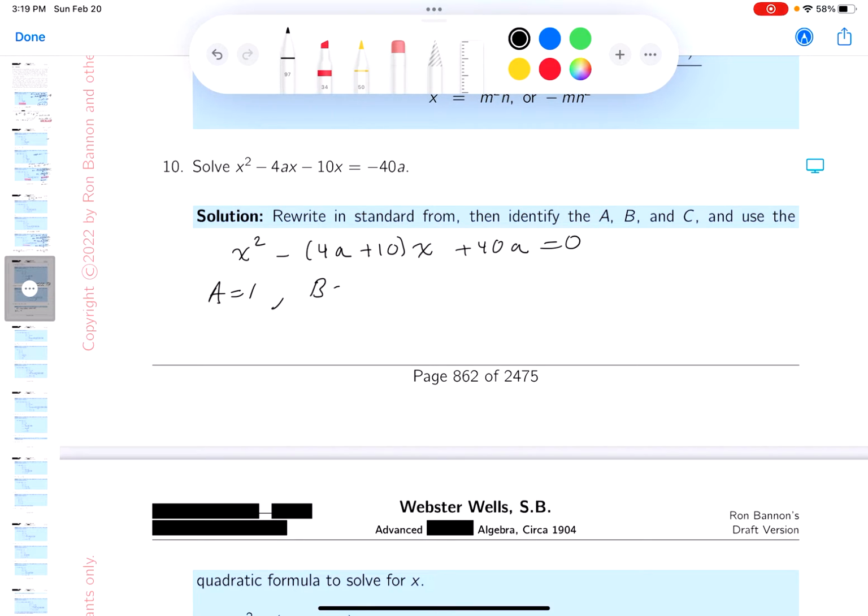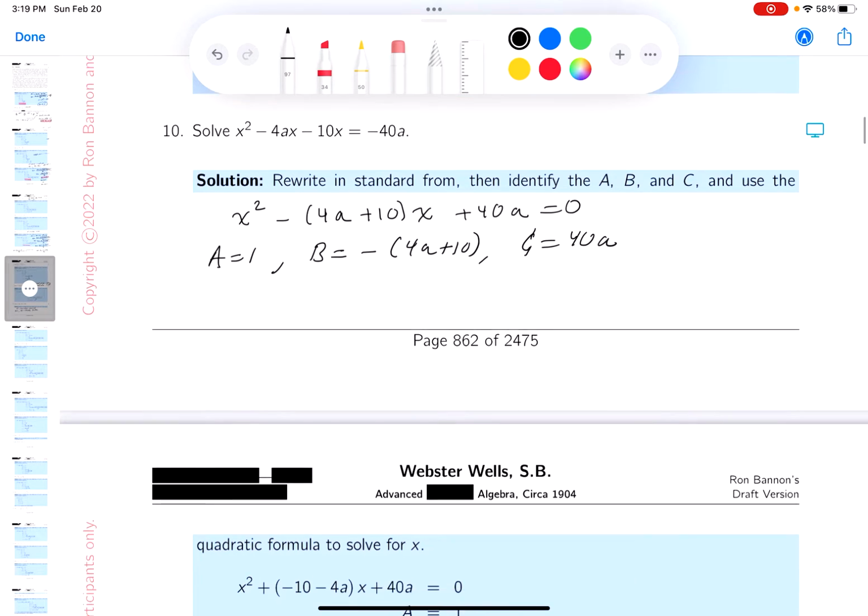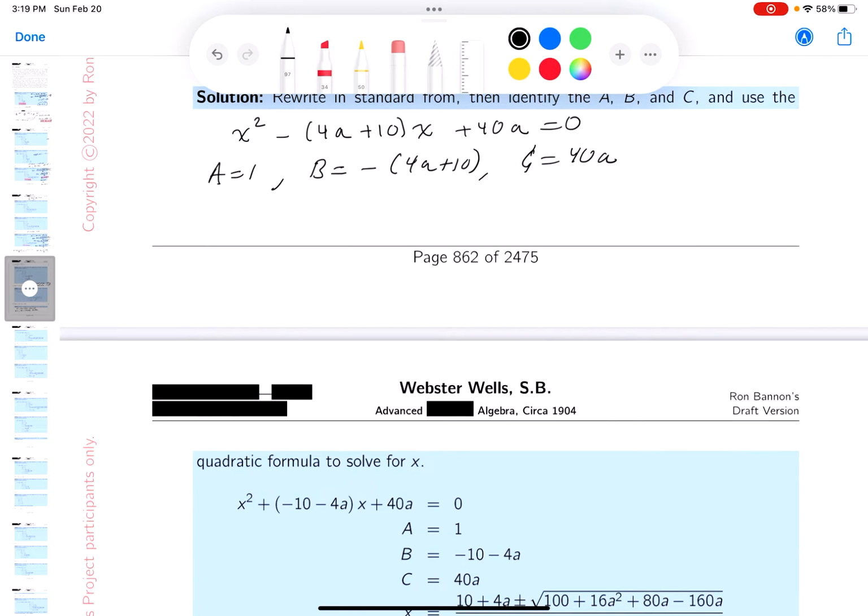The uppercase B is actually minus the quantity 4a plus 10. And the C is just going to be 40a, and that's lowercase a. Let's do it. And when you get over here, x equals a long fraction bar, 2, the opposite of b, which is 4a plus 10, plus or minus.